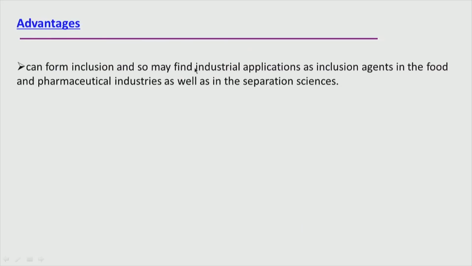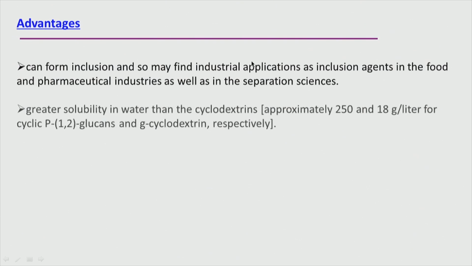What are the advantages? They can form inclusion complexes, so may find industrial applications in food and pharmaceutical industries. There is some literature where they have been used for chiral separation of biomolecules and small molecules, using the advantage of the cavity present in the cyclic beta glucan. It has greater water solubility than cyclodextrins. We are talking in terms of 250 grams per liter soluble in water when compared to 18 grams for cyclodextrin, okay. That is the advantage.